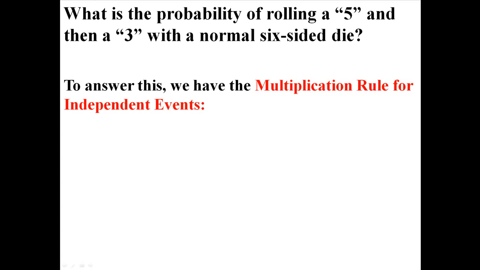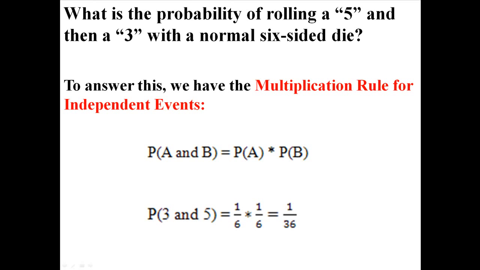Well, to answer this question, we have the multiplication rule for independent events, which is: the probability of both A and B occurring is the probability of A times the probability of B. So the probability of getting a 3 and then a 5 is the probability of 3, which is 1 out of 6, times the probability of getting a 5, which is 1 out of 6. So the probability of getting both a 3 and then a 5 is 1 out of 36. And that is the multiplication rule for independent events.